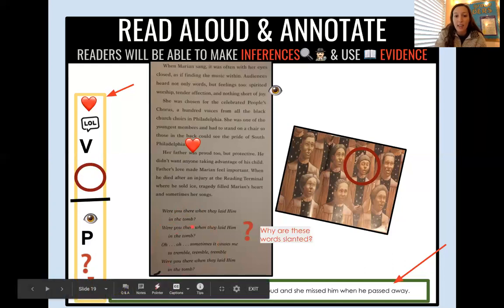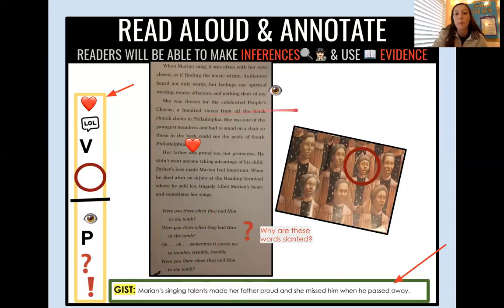And then here down below we have the song. I'm not going to sing it again this time, but you guys can see those slanted words. So now let's talk about the think marks. The first think mark that we have is this little eyeball. The eyeball tells me that I made a picture in my brain with the words.